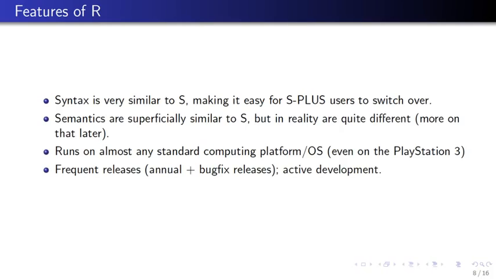One of the main benefits of R is that it runs on pretty much any standard computing platform or operating system: Mac, Windows, Linux, whatever you want, even on your PlayStation 3. And there are frequent releases, so there are annual major releases, and often there are bug fix releases in between. So there's very active development going on, and so things are happening.